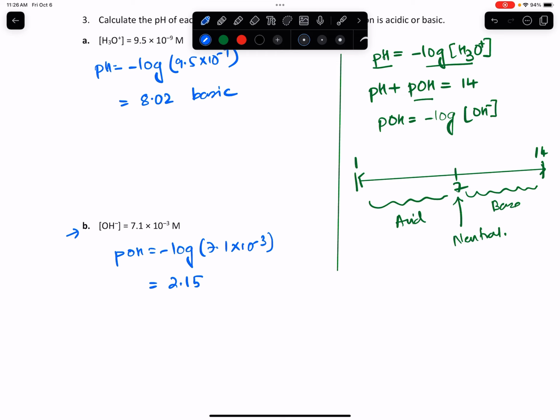Again, notice how with two significant figures here, we put two decimal places here. Now we're going to use this formula, pH plus pOH is equal to 14. So pH plus 2.15 is equal to 14. So pH ends up being 11.85. And that falls in this range, so therefore this solution is also basic.